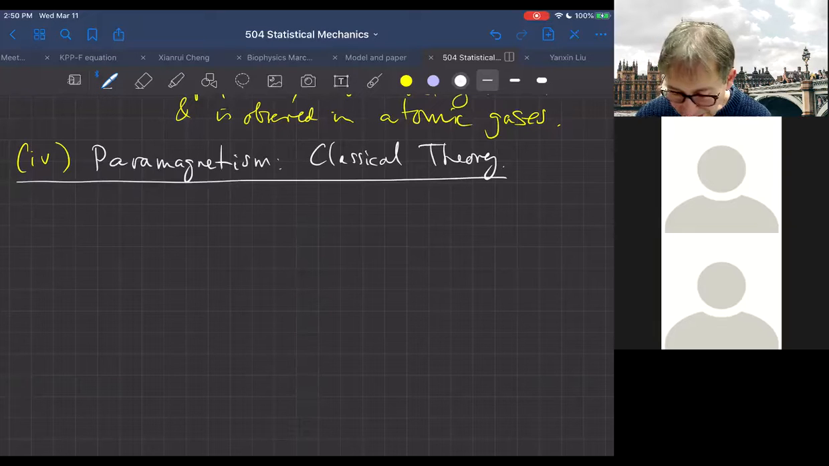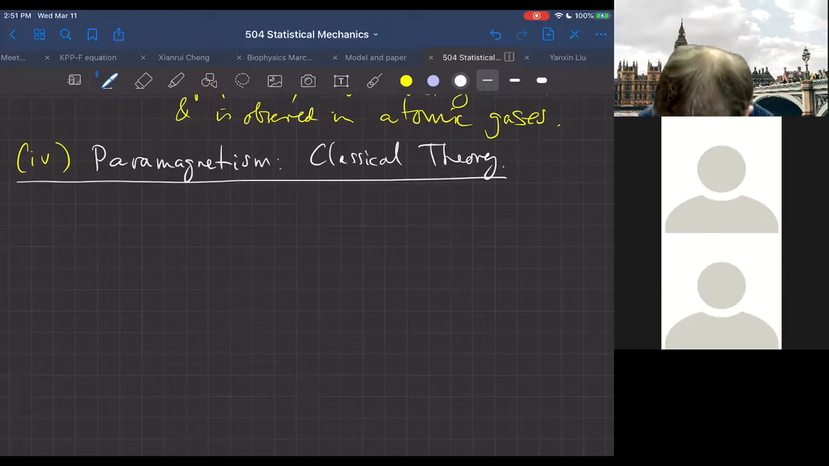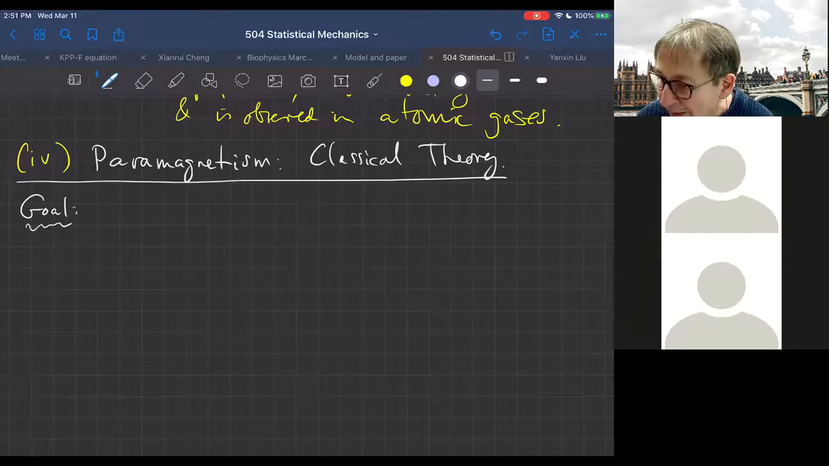So this is now going to be the first example of a system where there are no translational degrees of freedom, but there are internal degrees of freedom, the most famous one being the Ising model, which is our benchmark system for looking at interacting systems. But what we're going to look at now is the ideal gas version of a magnetic system, i.e. one with no interaction. So the goal in this section is the following.